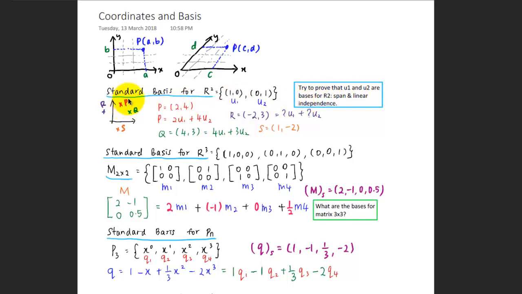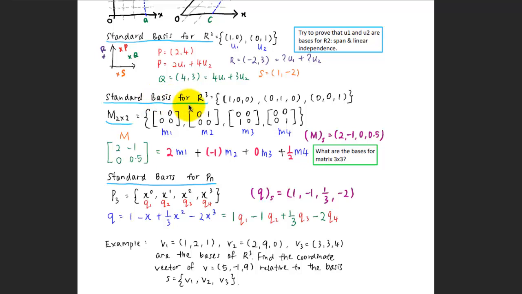So the coordinate of P, let's say the coordinate of P is (2, 4), is actually derived from the combination of 2 unit vector 1 plus 4 unit vector 2. The coordinate of Q, (4, 3), is actually a combination of 4 unit vector 1 and 3 unit vector 2. Similarly for R, where the coordinate is (-2, 3), and S, where the coordinate is (1, -2). So these coordinates are derived from combinations of these bases.